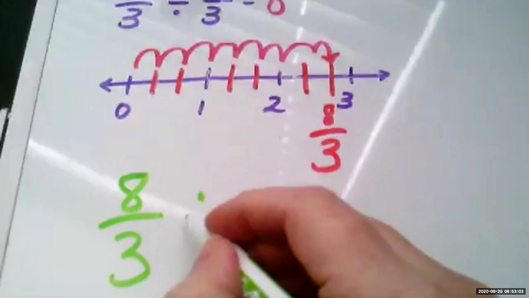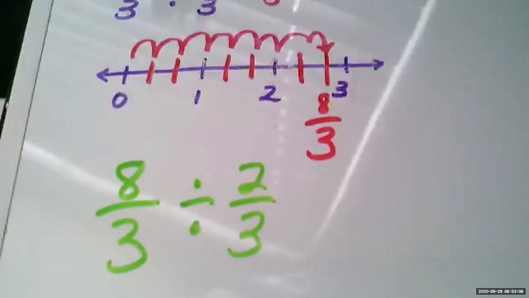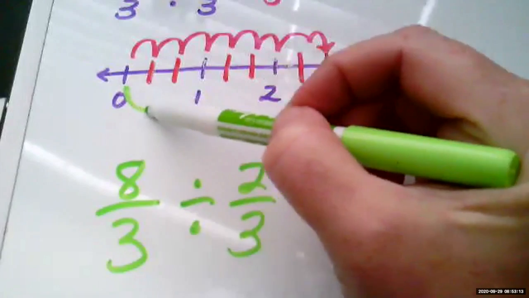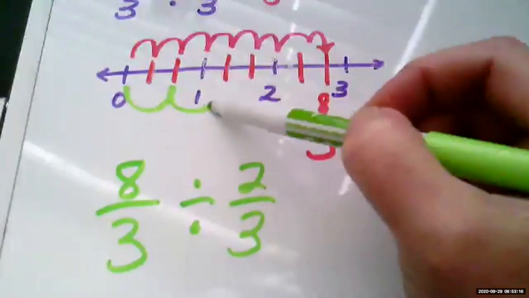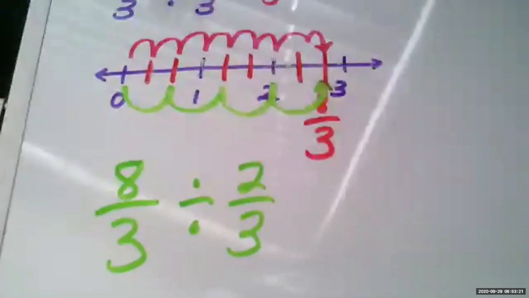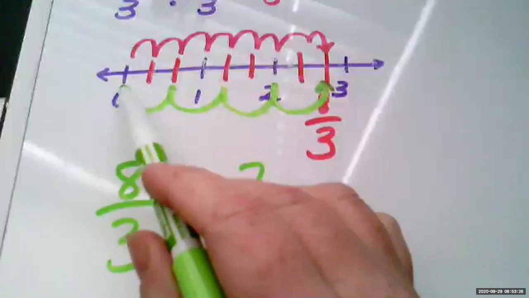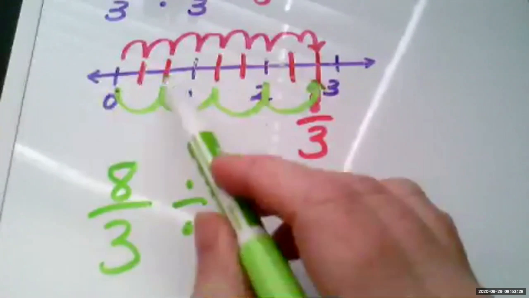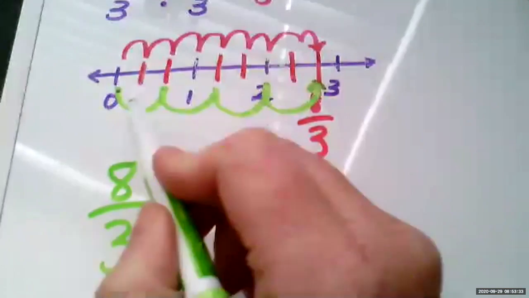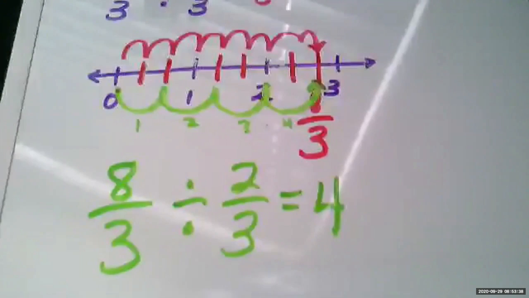And I'm going to divide it by 2/3. Okay, 8/3 divided by 2/3. And now I'm going to jump to the 2/3. So I start here and I go 2/3, 4/3, 6/3, 8/3. How many times did I have to jump to get from nothing? I jumped 2/3 at a time to get to 8/3. Well, I only had to jump 1, 2, 3, 4 times to get to 8/3.